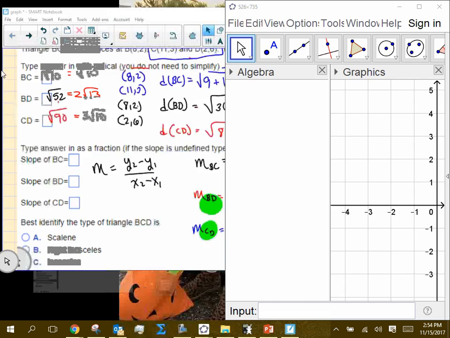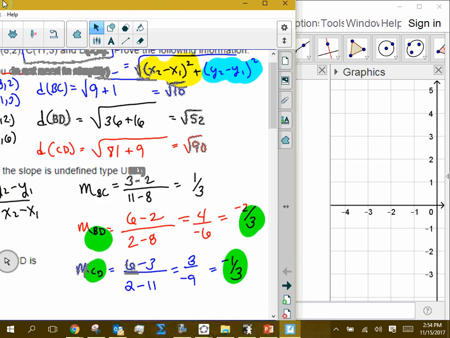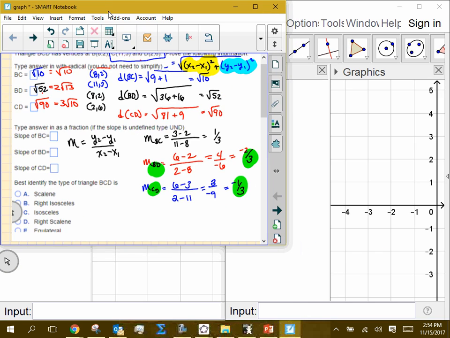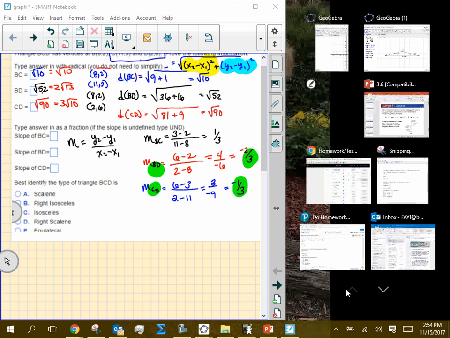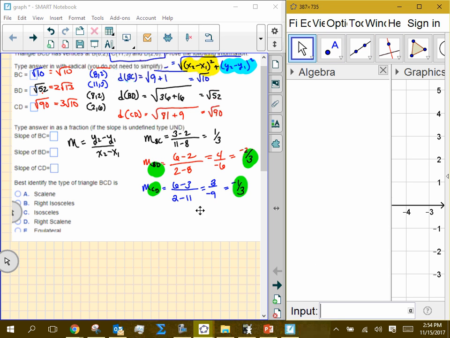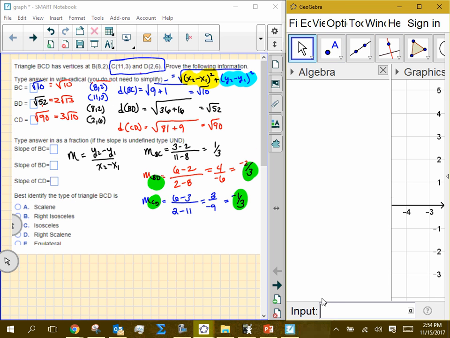Okay. So we had, let me do it this way. We had points 8, 2. So I'm going to call B. If you remember doing this yesterday, I say B equals, and then parenthesis 8, 2. And then C equals 11, 3. And then D equals 2, 6, right? That's kind of what we did yesterday.